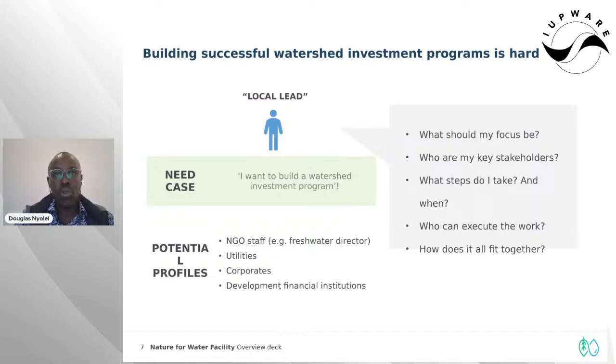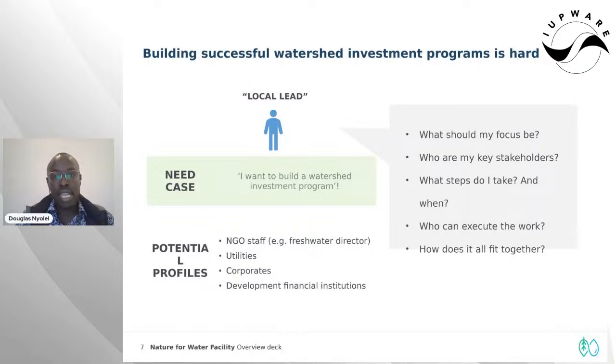There's degradation, water quality is dropping. And normally this person has a desire to build a watershed investment program. And that person could be an individual or an organization. So we can talk about an NGO staff. It could be a utility company, what we call the water service providers, or the water companies. It could be a corporation or development financial institutions.